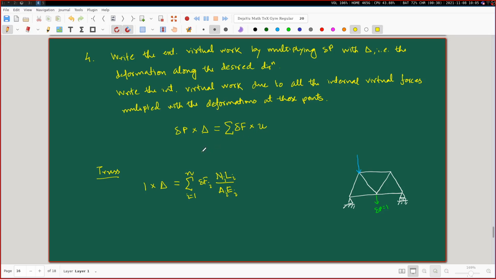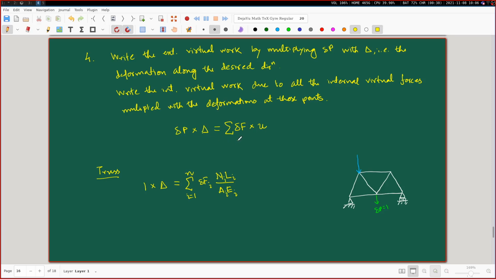So, just as a very brief recap, this delta P is the virtual force which I am going to apply at the location where the deflection is desired. Furthermore, this virtual force will be applied in a direction in which the deflection is desired. This delta is actually the desired deflection. Desired deflection meaning at the location where it is desired as well as in the direction in which it is desired. So it is something very specific.